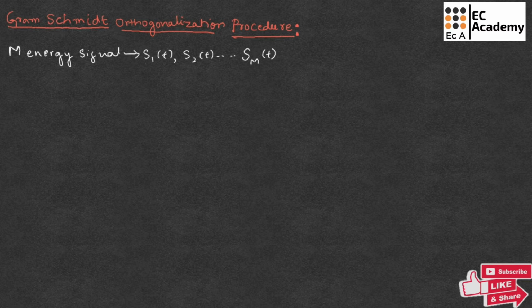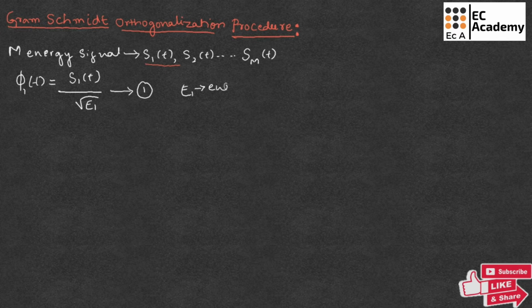If we consider S1 of t, then the first basis function phi1 of t can be defined as S1 of t divided by square root of E1. Let us call this as equation number 1. Here E1 is the energy of signal S1 of t.